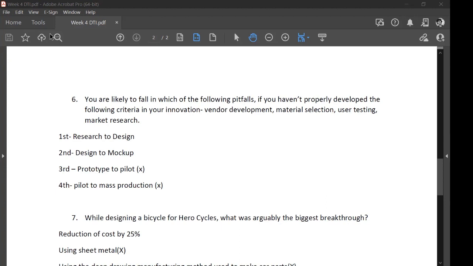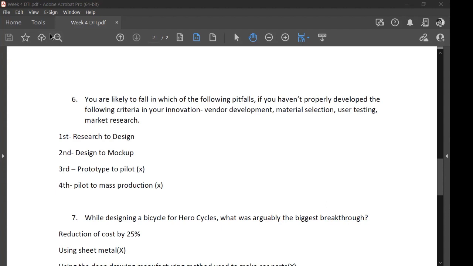And then the fourth option is pilot to mass production. Because you see the vendor development part and the market research part, it comes from pilot to mass production. So when you're in the pilot stage, you're basically testing your product and giving it for like a beta test or something where users are trying out your product and giving you early feedback. But when you go from pilot to mass production, you need to think about the vendors. Who are your vendors going to be and how are they going to work with you and how are you going to produce it? Because even a pilot, you can perhaps create in your workshop because you have the materials and you have all the nuts and bolts, so to say.